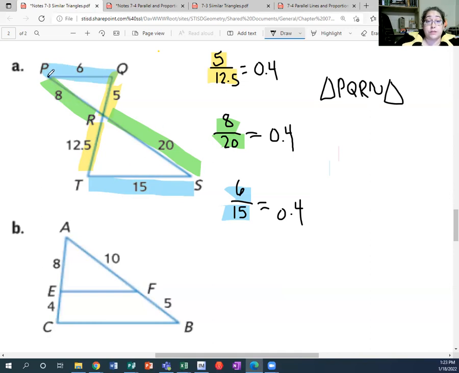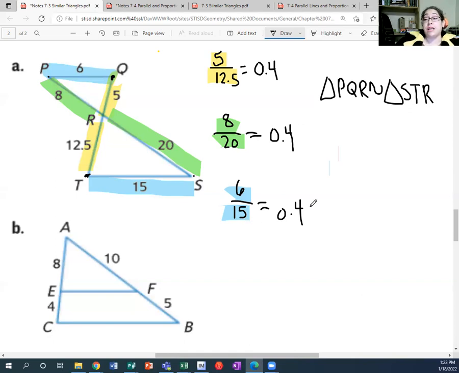P was the point between the blue and the green lines. So S is going to go first. And then the second letter between blue and yellow, T, okay. And the third letter? R, all right. And now we need to explain the reason.